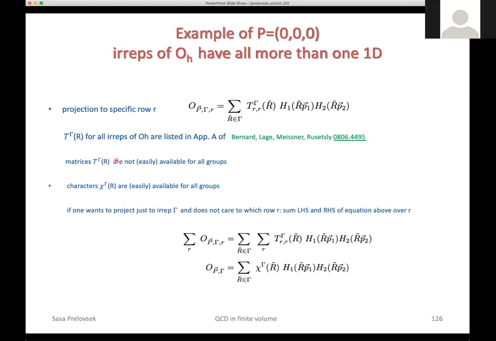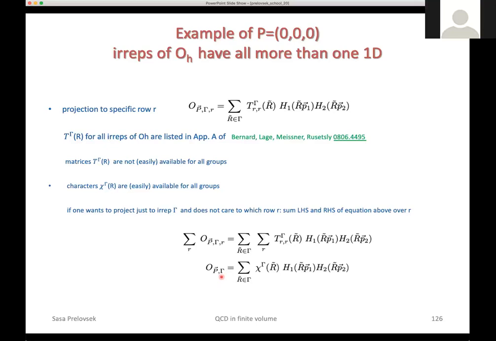Okay, but another thing is that the characters are available for all groups. So what one could do, if you don't care to which row you project, then let's see what is the sum over all rows. The sum over all rows is by definition equal to this. And the sum over all this is equal to the character. So if you don't care to which row you're projecting, you know that this sum given by the characters will definitely transform according to EREP gamma, but not according to a specific row. Okay.